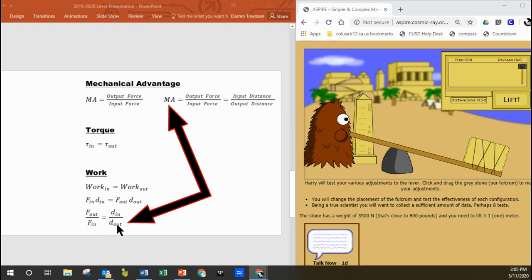This is an inverse relationship, and this is not a typo, but a lot of times students get this mixed up. Force out over force in equals distance in over distance out. And if we go back up to the mechanical advantage formula, force out over force in now also equals distance in over distance out. And we learned by doing the lab that there are 2 different ways of figuring out the mechanical advantage, and everyone answered that the mechanical advantage would be the same no matter which way you calculated it, by using the forces or by using the distances.